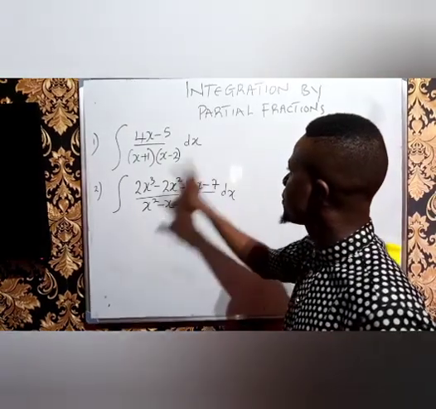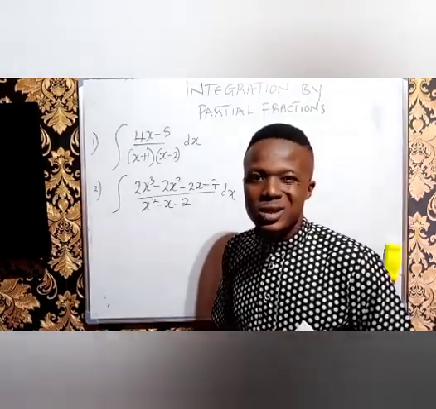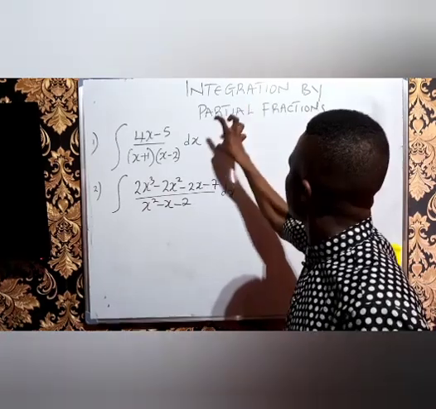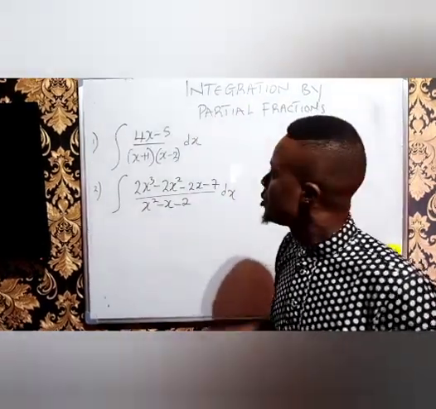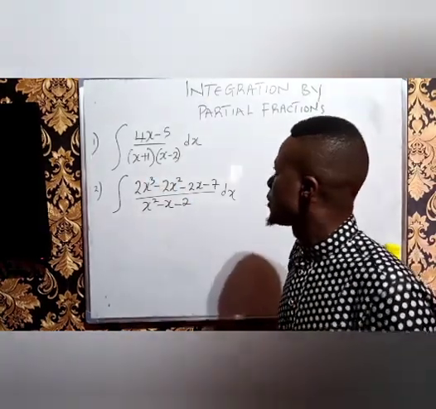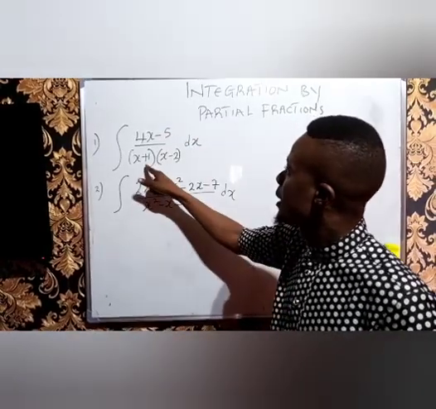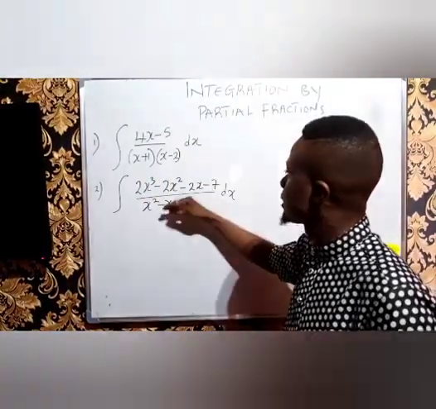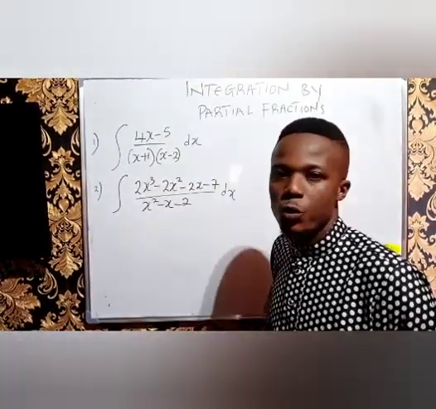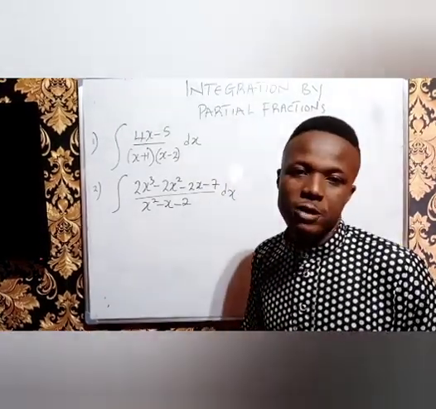Okay, now when you experience fractional integrals like this, we mostly adopt integration by partial fraction to deal with functions like this. So if you are given the integral of 4x minus 5 over x plus 1 into x minus 2 dx, and the second one to integrate, it's not so easy integrating this without employing the work of partial fractions.